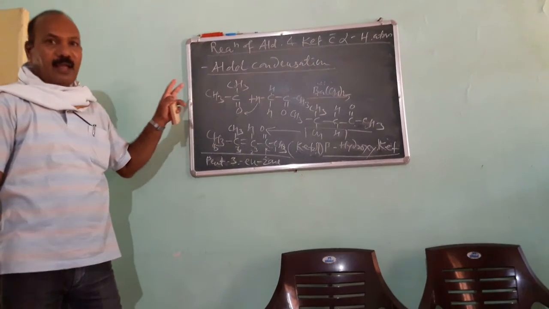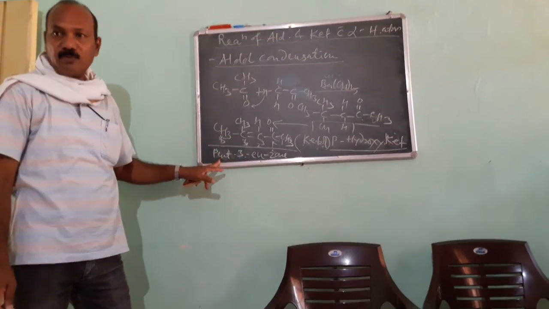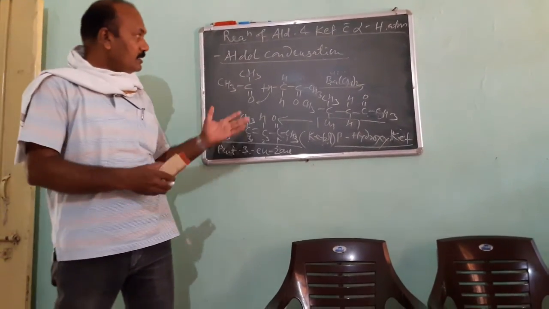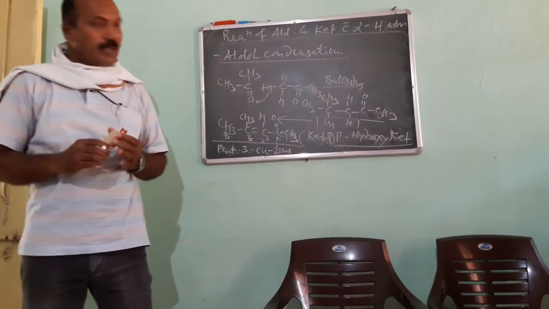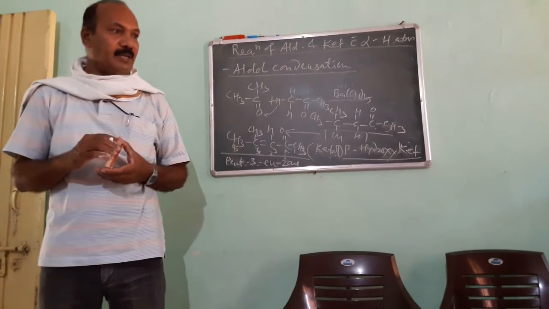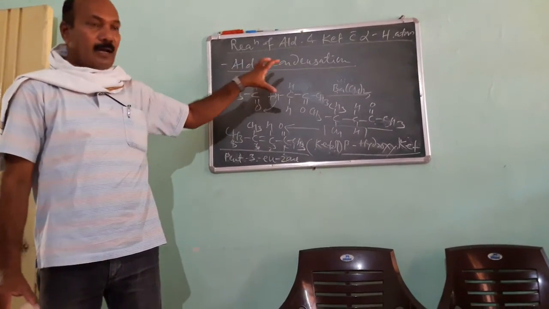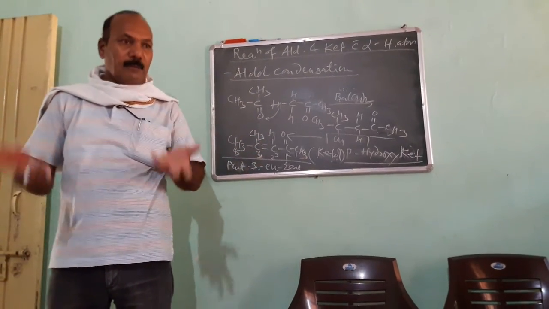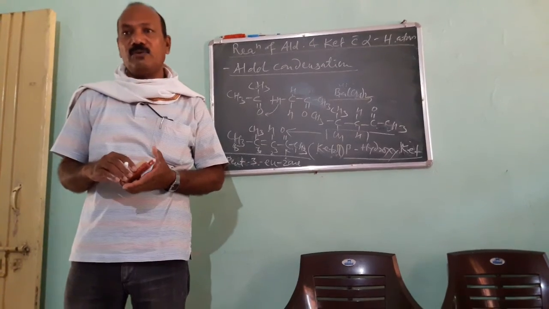So in this way acetaldehyde as well as acetone undergo aldol condensation and the corresponding products are formed. So this is nothing but aldol condensation. It is very important as far as the examination is concerned. So after this, with alpha hydrogen containing, without alpha hydrogen, one more reaction is there, that is Cannizzaro reaction, which we are going to discuss later on.